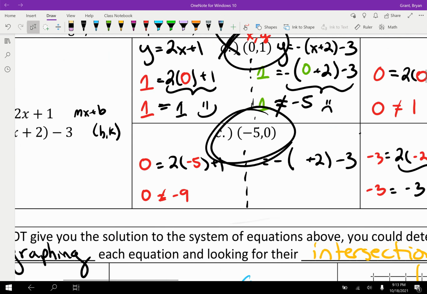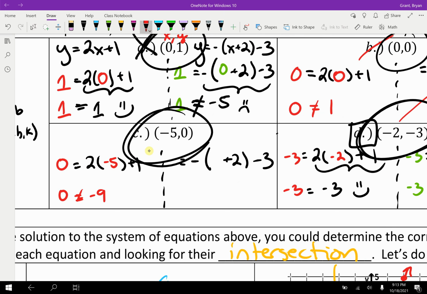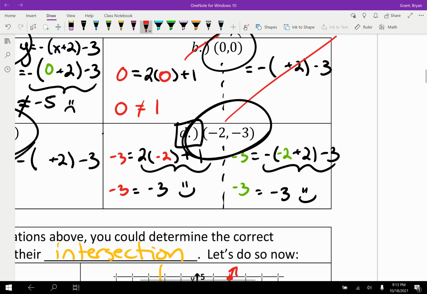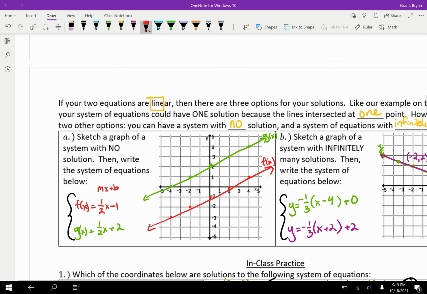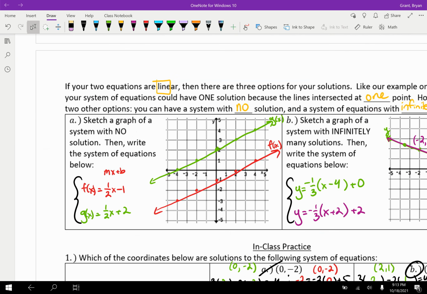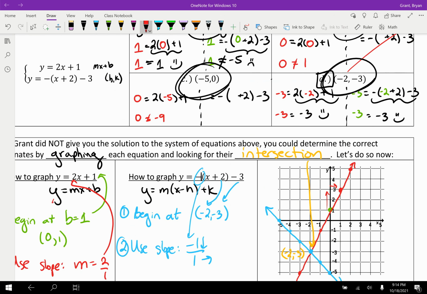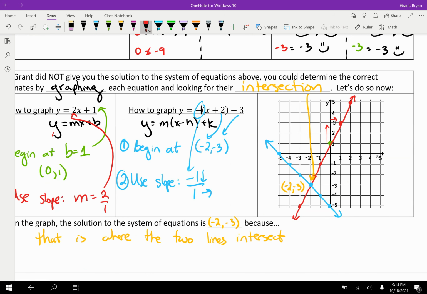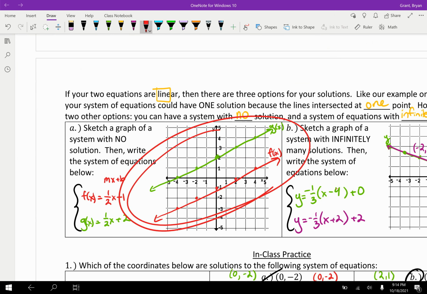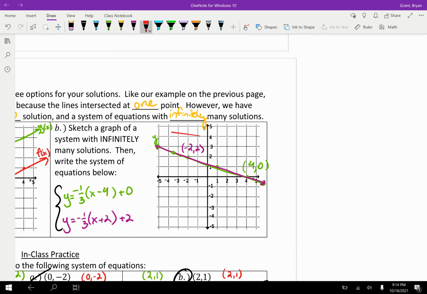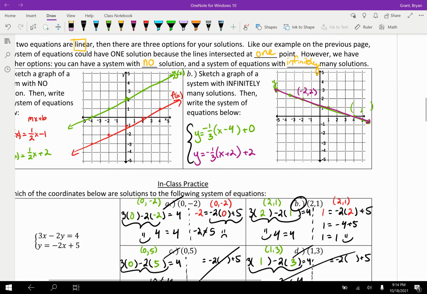Number one, it is the single coordinate pair that makes the left side equal the right. Or there will be no solution, there will be no coordinate that will work in both, or every coordinate pair will work in both. Visually, what's happening is if we graph the two equations, we can see that they cross in one spot, one solution, in no spots, no solutions, or in every spot, infinitely many solutions.